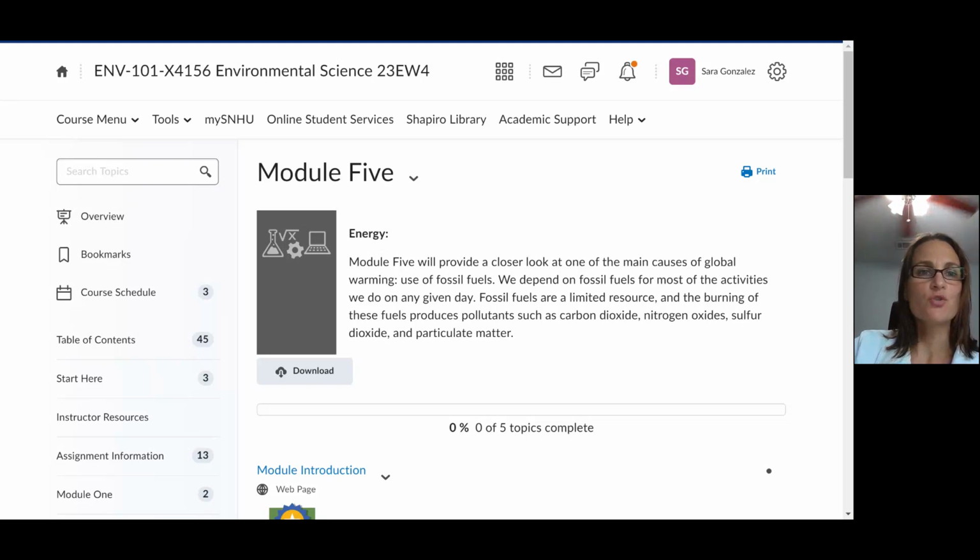This is looking at Module 5. This is for Environmental Science. Let's take a look this week at what we're going to be doing.